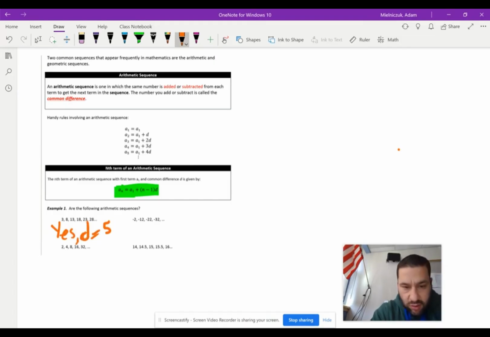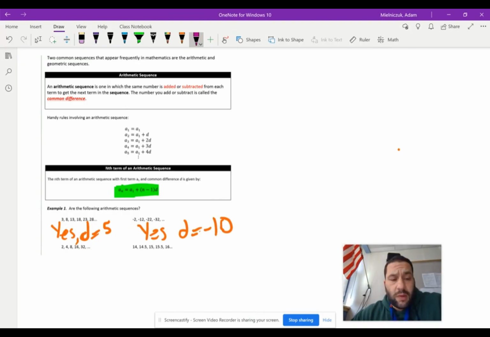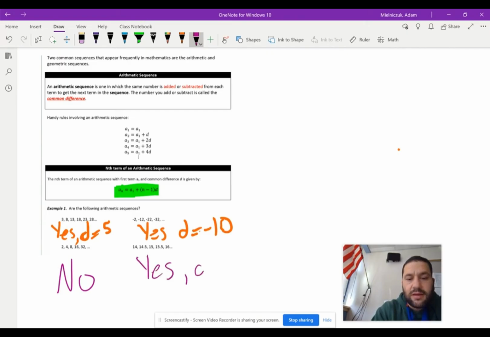Okay, let's look at -2, -12, -22, -32. In this one, they're all going down by 10. So d would equal -10. All right, let's look at our next one. 2, 4, 8, 16, 32. So to get from 2 to 4, I add 2. But if I add 2 to 4, I don't get 8. So this would be no. And for the last one, let's see, we're going up by 0.5. So yes, and d would equal 0.5.